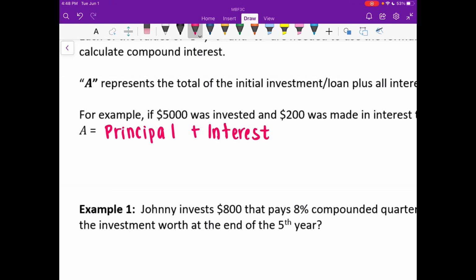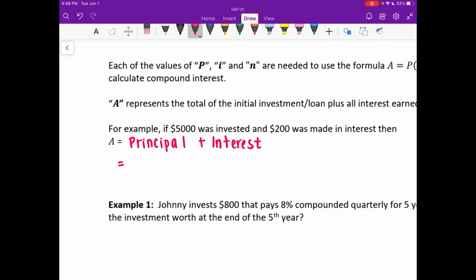Right? Which in this case, for example, $5,000 was invested and $200 was made in interest. We're going to take our principal amount, which in this situation was just $5,000, and then add to it 200. So 5,000, which was our principal, and then our interest earned was 200. So 5,000 plus 200 is just 5,200, and that's what our A value is. It's just our final amount. Okay?